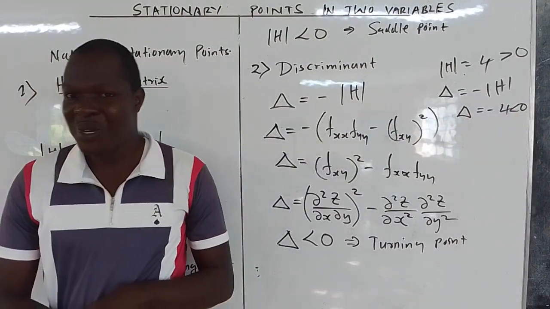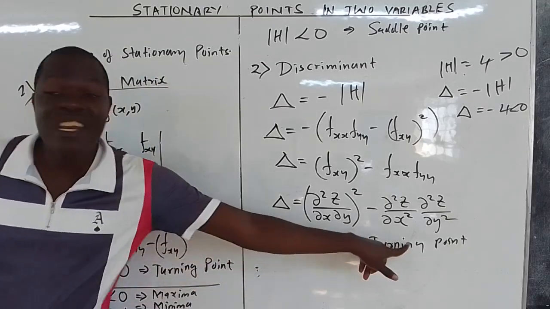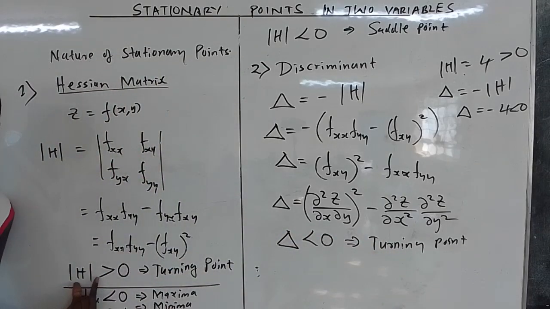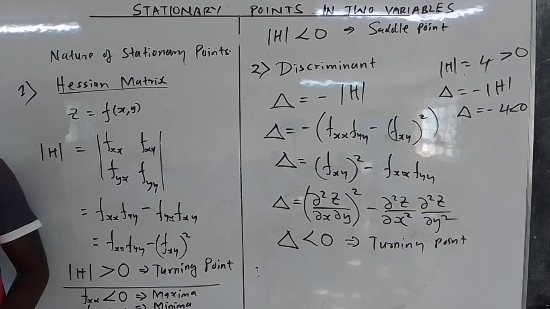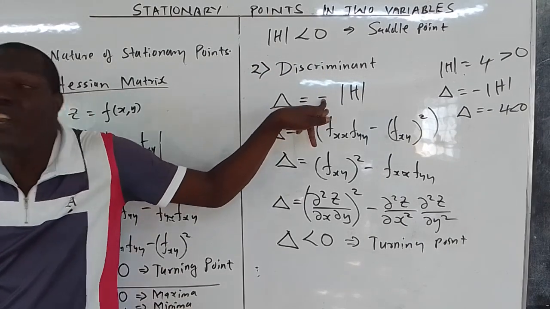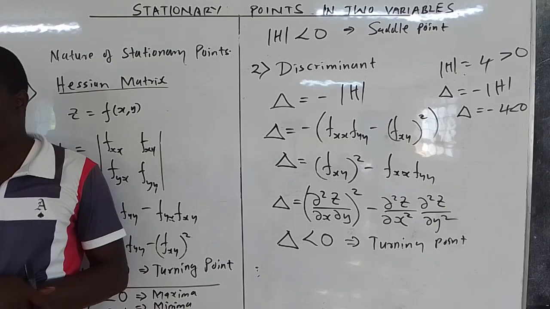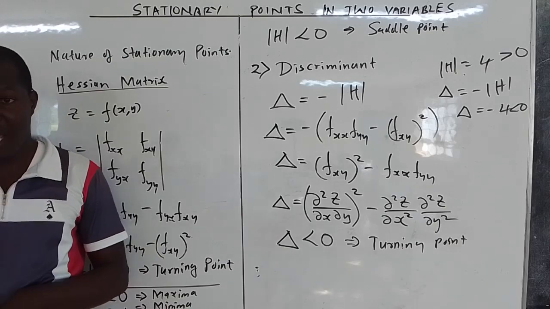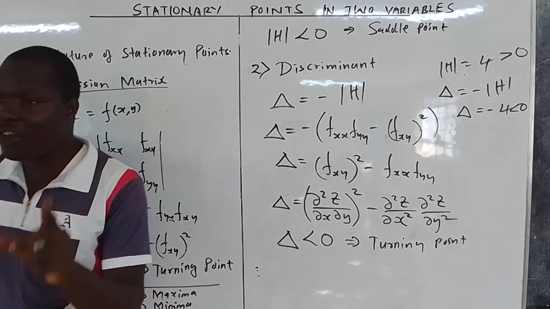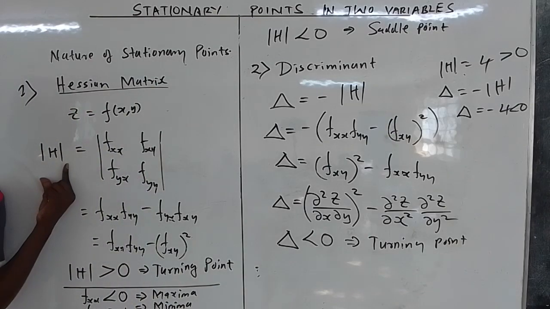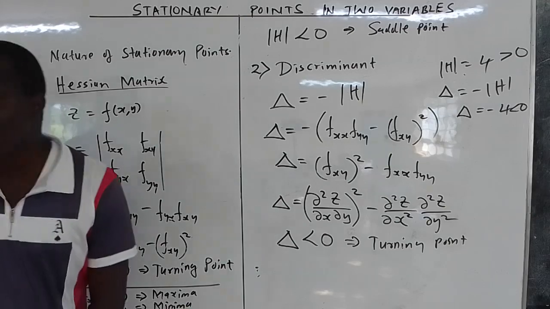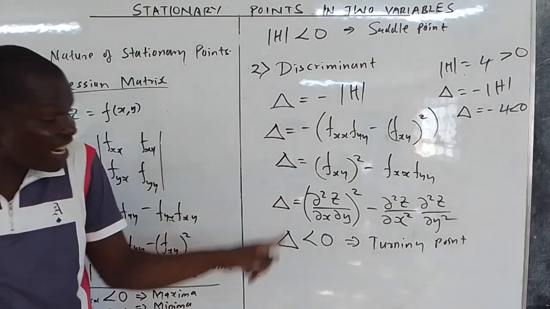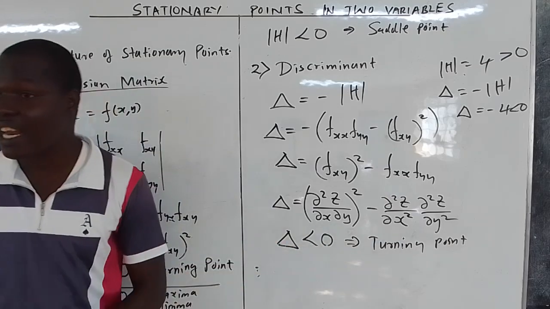Are you seeing that? So when the discriminant is less than 0, then it is the turning point. But when the determinant of the Hessian matrix is greater than 0, it is the turning point. Are you seeing the difference? Because the discriminant is the negative of the determinant of the Hessian matrix. Are we together there? So when you want to define the nature of a stationary point with a Hessian matrix, the determinant of the Hessian matrix must be greater than 0 for you to get a turning point. But when you want to define the nature of a stationary point with a discriminant, the discriminant must be less than 0 for you to get a turning point.